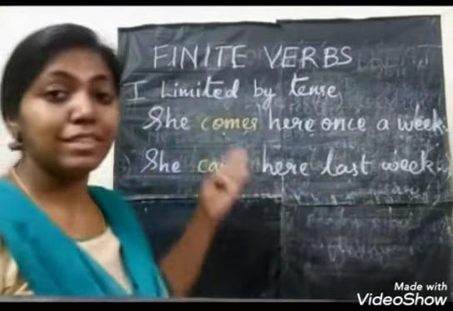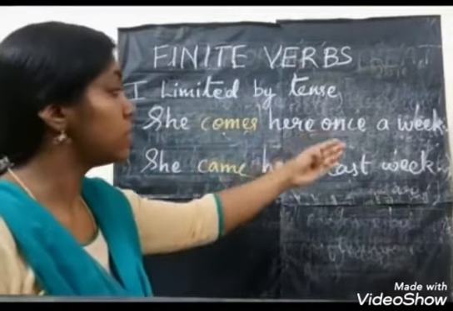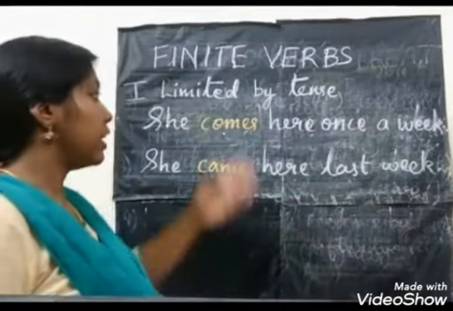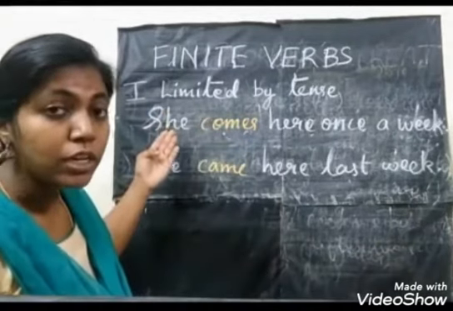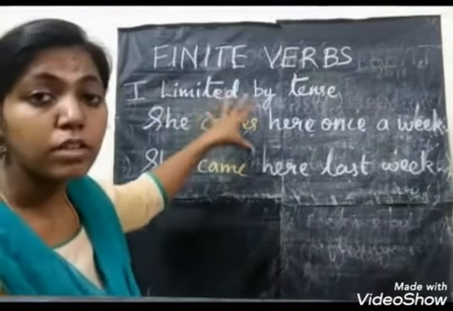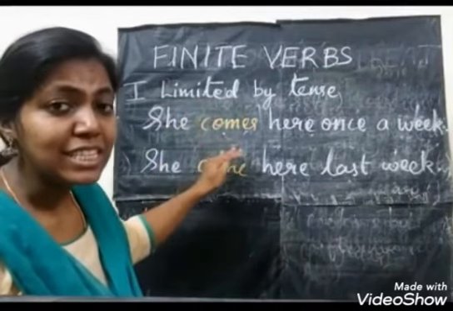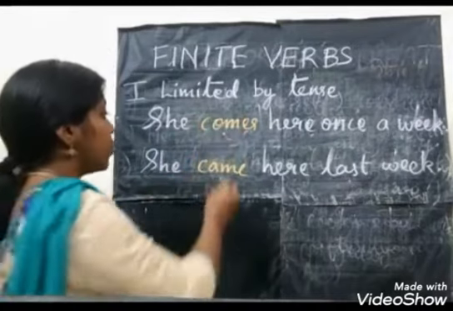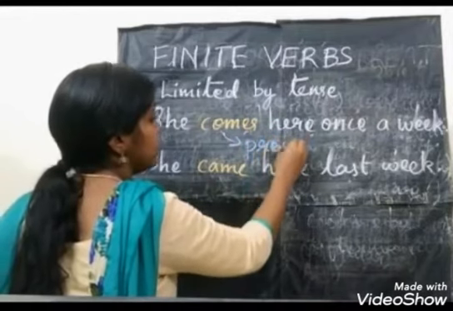Look at these sentences. She comes here once a week. Which is the finite verb? Comes, because it's closely connected with the subject. So here comes is the finite verb. Now, what tense is this? Comes means present tense. So here the finite verb belongs to the present tense.